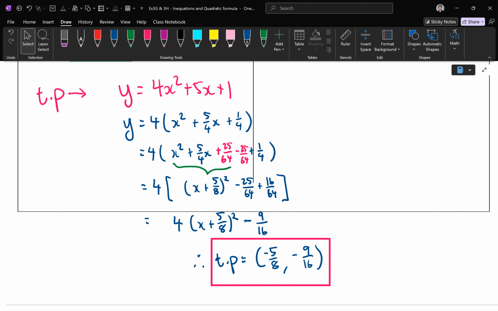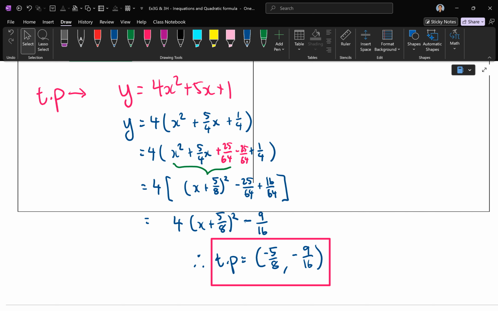You can't do completing the square if the number in front of x squared is not 1. So it's currently not 1, so I had to take out a factor 4, even if it doesn't fit the 5 and the 1. So 4 divided by 4 is 1 here, 5 divided by 4 gives you 5 on 4, and 1 divided by 4 gives you that quarter. That's what it means when you're factorizing. It's the opposite of expanding, hence you're dividing.